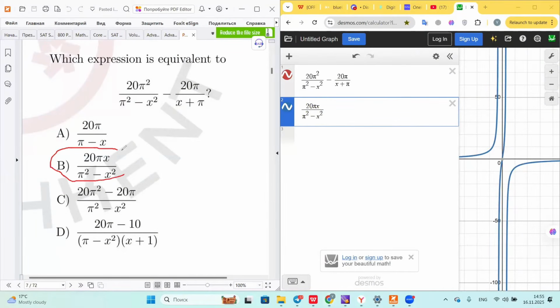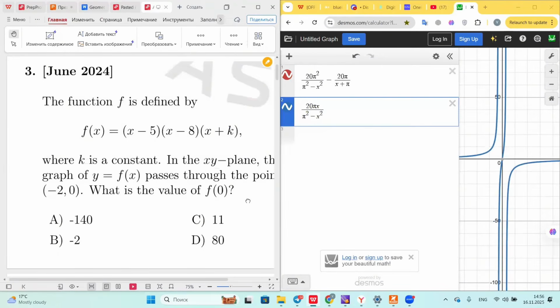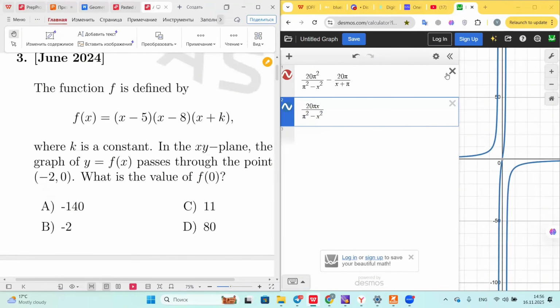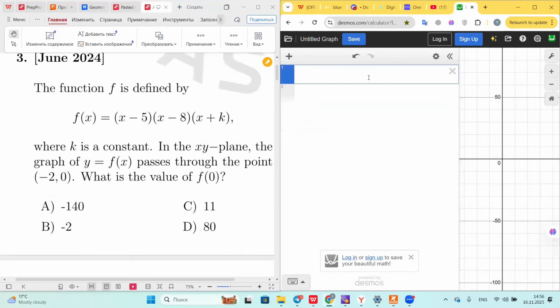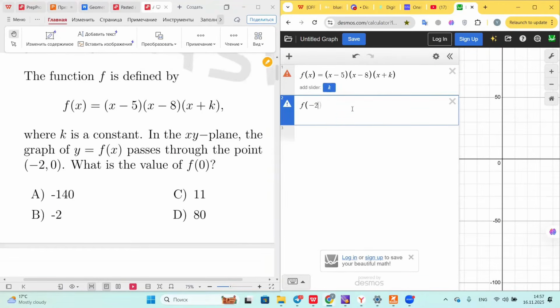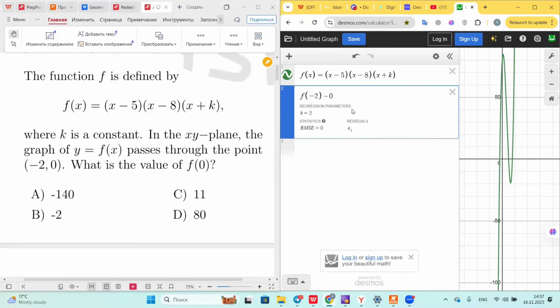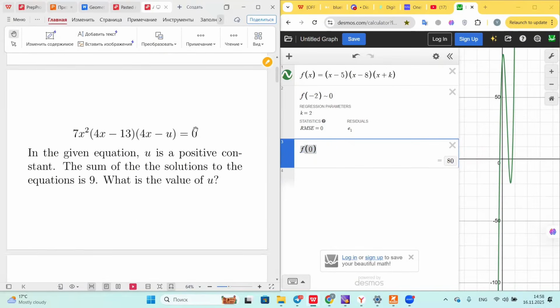They are equivalent. Guys, in the previous question, I told you about identifying functions. When you see any question in your test, just identify your function like given: x minus 5, x minus 8, x plus k. By just using f of minus 2 equals 0, it gives you the value of k. Now your function is drawn here. Now you can calculate the value of f of 0. It will be 80. That is the answer.